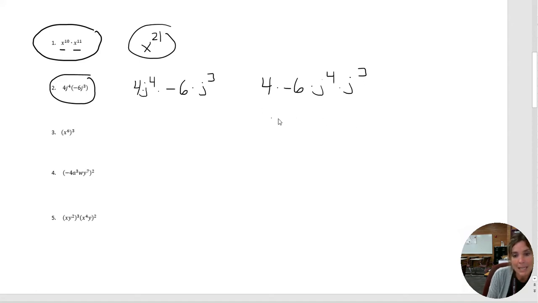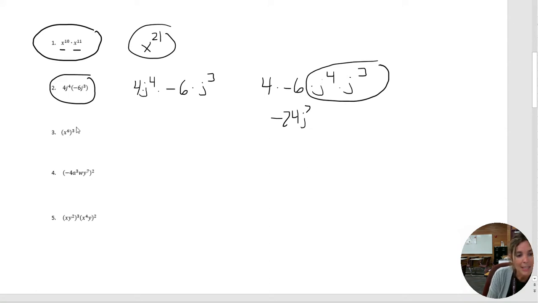So 4 times -6 is -24. J to the fourth times j to the third, these are like bases, so we keep the base the same and we add the exponents. So that would be -24 j to the seventh.